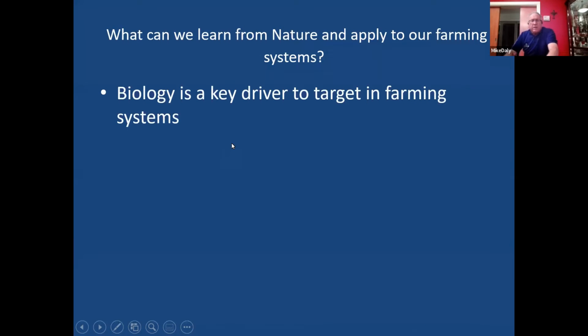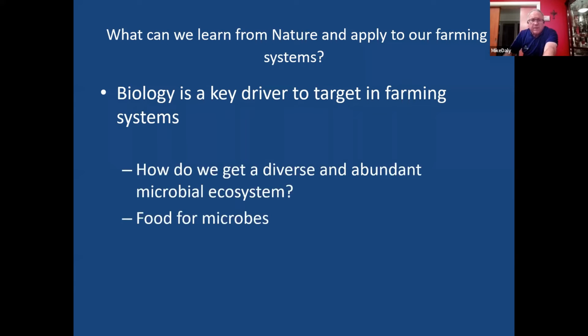Then I go on to say, okay, when we go farming, we actually severely modify the environment compared to, say, a rainforest, don't we? So we have to try and adopt some of the things that we know work in a rainforest that have been working and sustaining for a long time. How can we apply those to our farming systems? How do we get a diverse and abundant microbial ecosystem and provide food for the microbes?